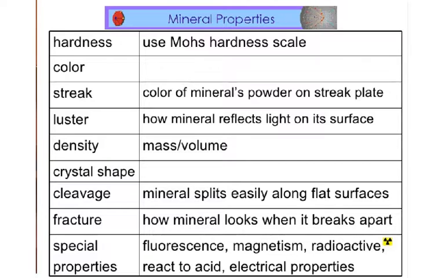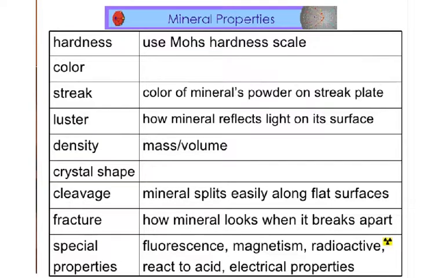The color is not always going to be the best way to identify a mineral, because some minerals, depending on what other impurities they have, can change colors. For example, quartz comes in many different colors. You can find quartz that's pink, you can find quartz that's white or clear, we can find smoky colored or gray colored quartz. So that's not the best way to identify something like quartz. But there are a few minerals like sulfur, which has a bright yellow color.